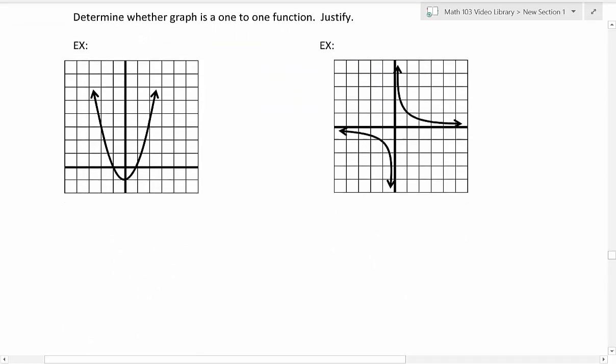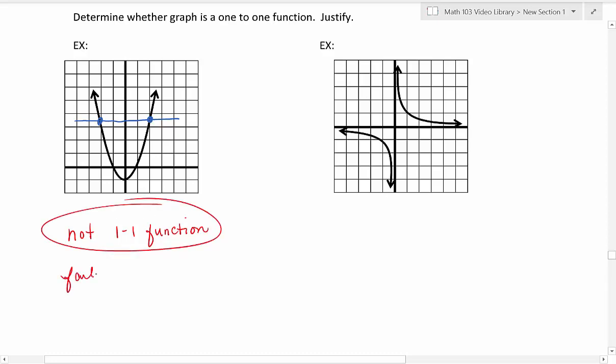So let's take a look at a couple graphs. Our first graph definitely passes the vertical line test. There's nowhere that we can draw a vertical line and the graph hit more than once. But the graph must also pass the horizontal line test. And we can see that this graph is going to fail the horizontal line test. If we draw a horizontal line, it hits the graph more than once. So this is not a one-to-one function. And our justification is that it fails the horizontal line test.